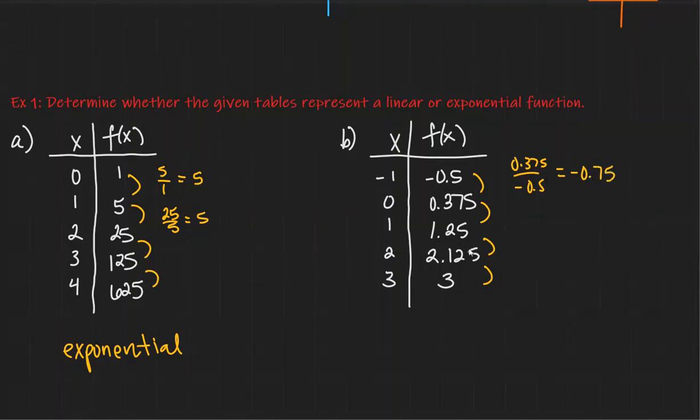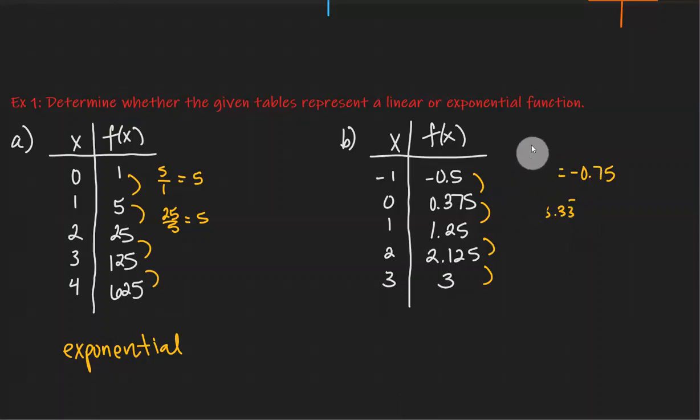Okay, so if this was exponential, then this next division that I would do has to be the same. 1.25 divided by 0.375 gives us 3.33 repeating. So when I do 1.25 divided by 0.375, I don't get the same number. So division doesn't work. What else can we do?